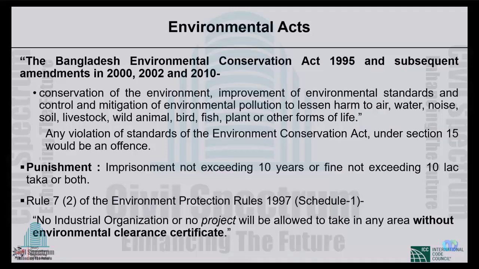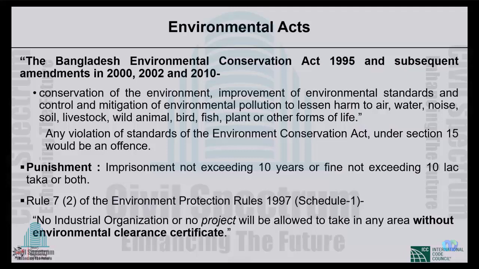So the conservation of environment, improvement of environmental standards, and control and mitigation of environmental pollution to lessen harm to the air, water, noise, soil, livestock, wild elements, birds, fish, etc. And any violation of the standard of the Environmental Act under Section 15 would be an offense. So that offense has to be punished. The punishment for that offense is imprisonment not exceeding 10 years or fine not exceeding 10 lakh or both.